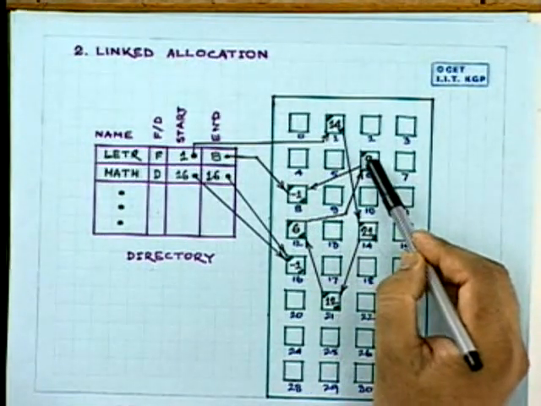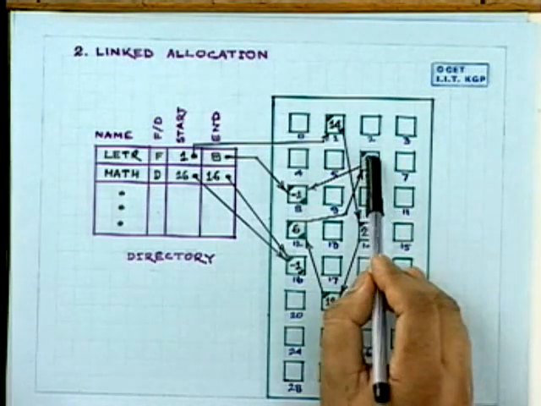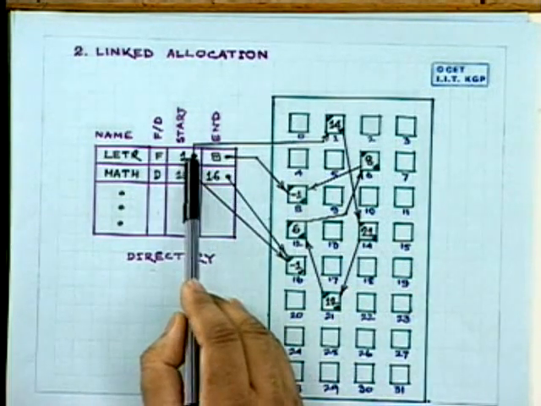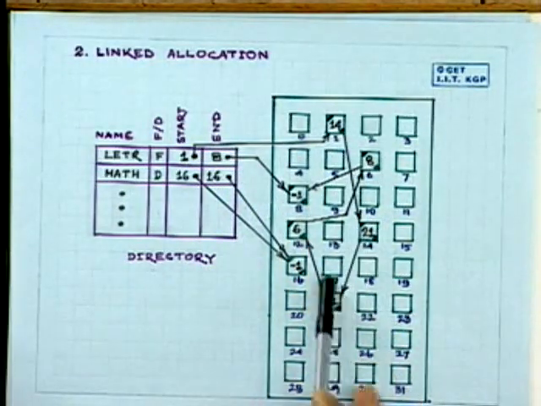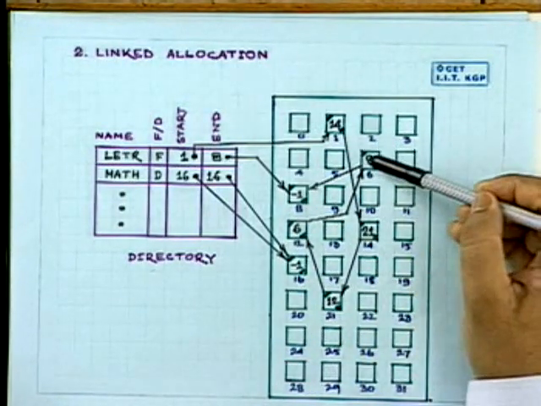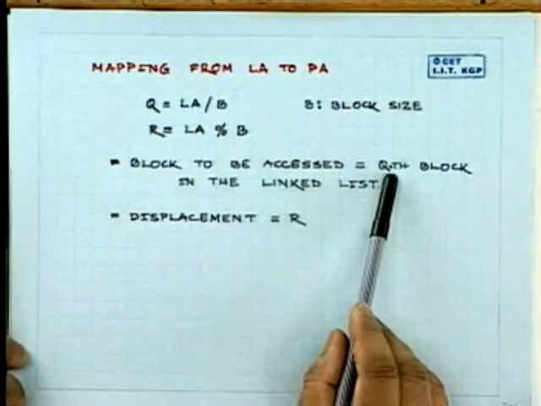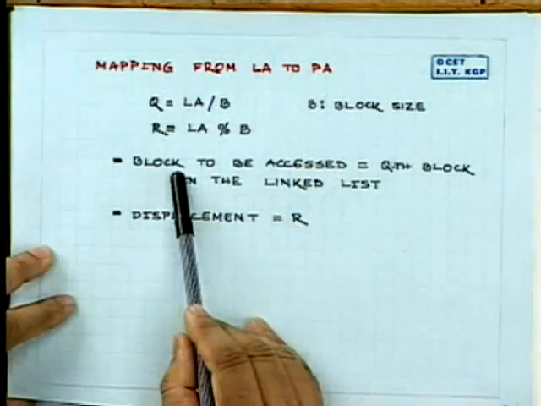Here only we'll find the logical address, and therefore here only we'll find the logical record in this physical block. And you can see easily that one has to traverse all these blocks one after the other to get the link addresses till you come to the 4th block in the link, where you can find the logical record. That is why the block to be accessed will be the qth block in the linked list, and the displacement after you find the block will be R.